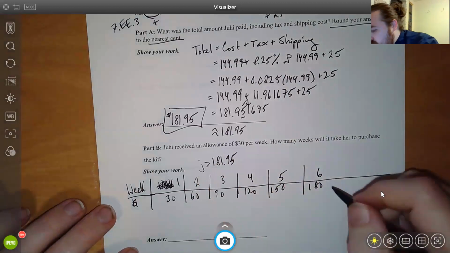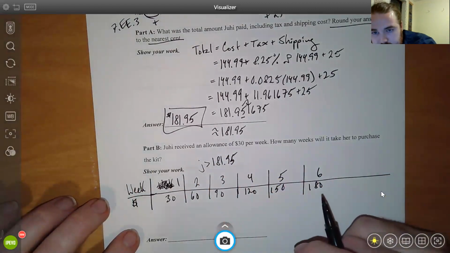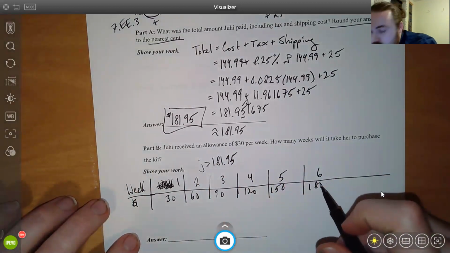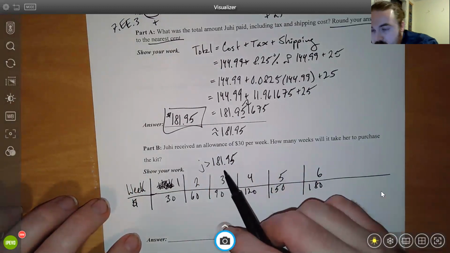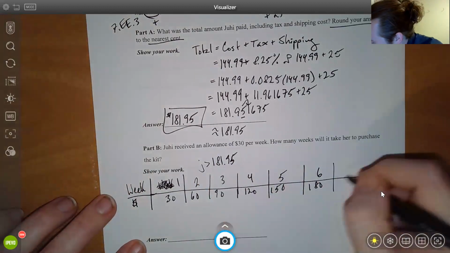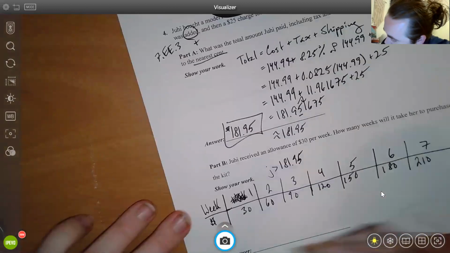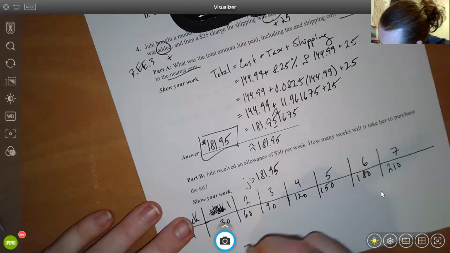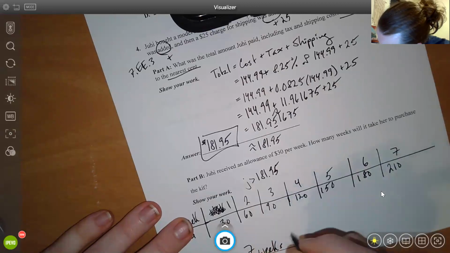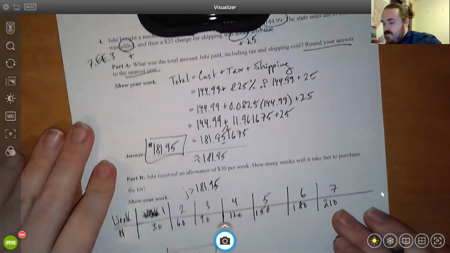A lot of you will put 6 weeks and you'll be wrong, because in 6 weeks you'll have $180. You still won't have enough because you'll still be $1.95 short. You have to wait until the 7th week when she gets $210. Then it takes her 7 weeks.